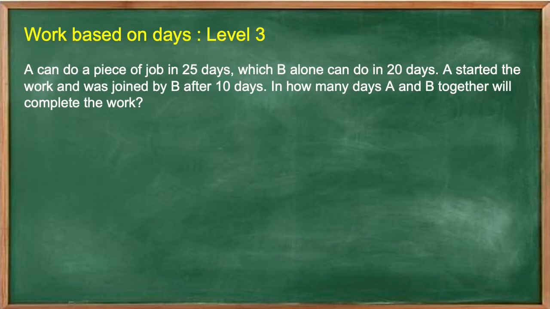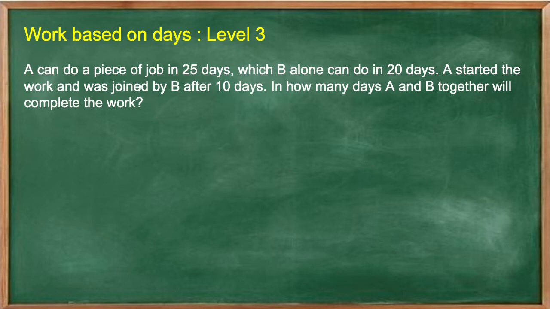Work based on days, level 3. A can do a piece of job in 25 days, which B alone can do in 20 days. A started the work and was joined by B after 10 days. In how many days will A and B together complete the work? Here, A has done the work for 10 days and then he was joined by B.